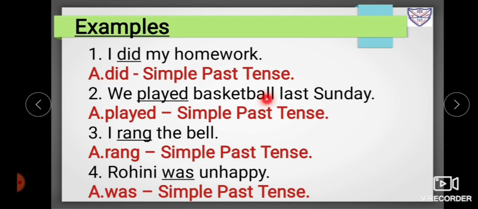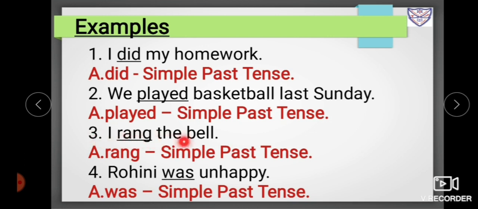As well as the word last Sunday, it shows that this action has already been done somewhere in the past time. So it describes that the verb played is in simple past tense.